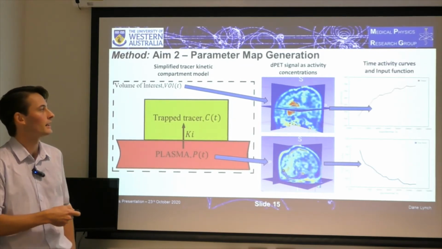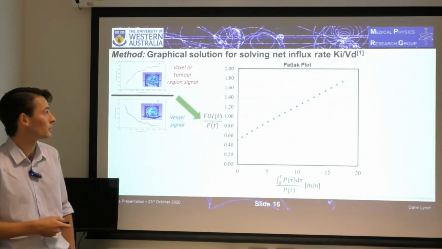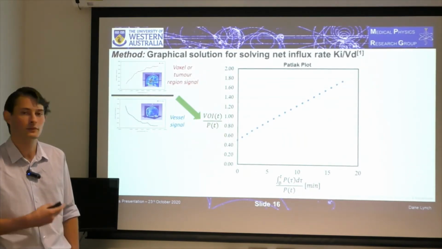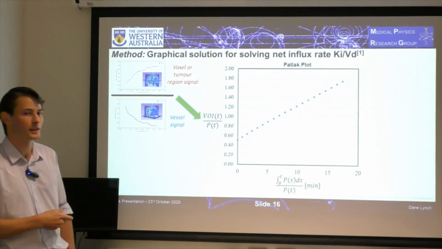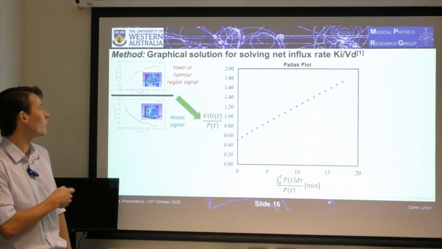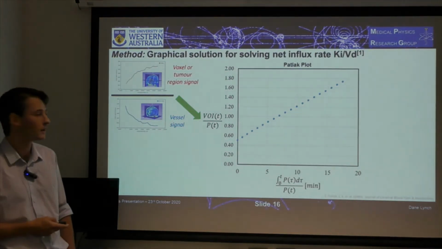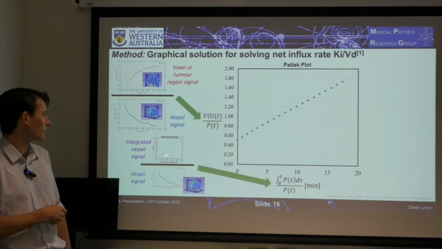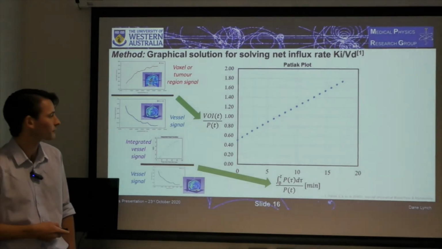So once we calculated these two time activity curves, we could then apply a Patlak-like graphical solution by forming a plot like this for each individual voxel or volume, where the y-axis is taken to be the ratio of voxel or tumour signal divided by the input function, and the x-axis is the integrated input function signal divided by the input function.